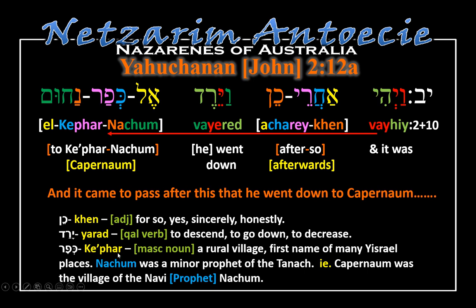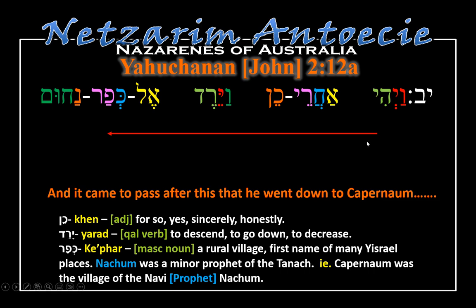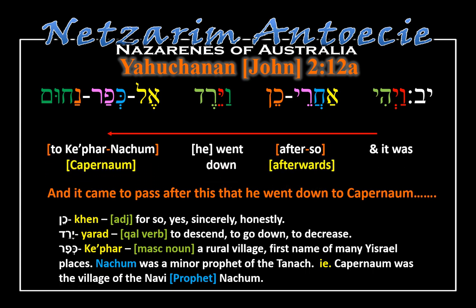If we look down here, Kefar is a masculine noun meaning a rural village. First name of many Yisrael places. Nahum was a minor prophet of the Tanakh. Therefore, Capernaum was the village of the Navi, the prophet Nahum. And the translation, and it came to pass after this that he went down to Capernaum. So, now we can read that. And it is, Vehi acharei ken, vayered el kefar Nachum. And it was after so, he went down to Kefar Nachum.